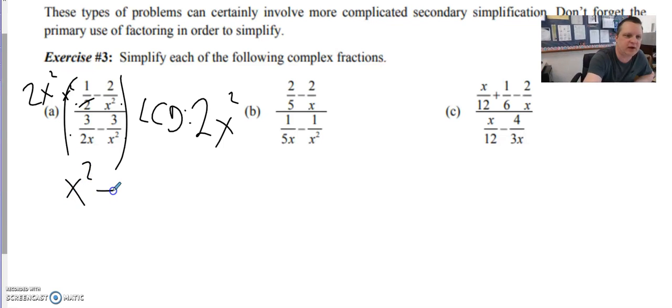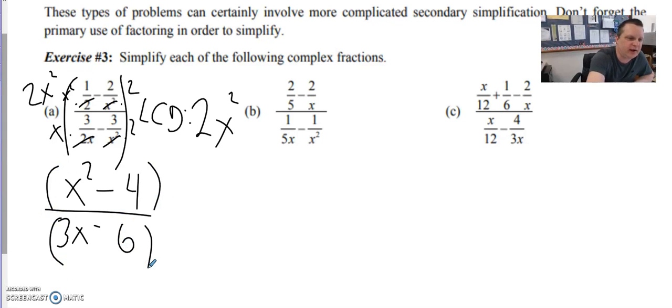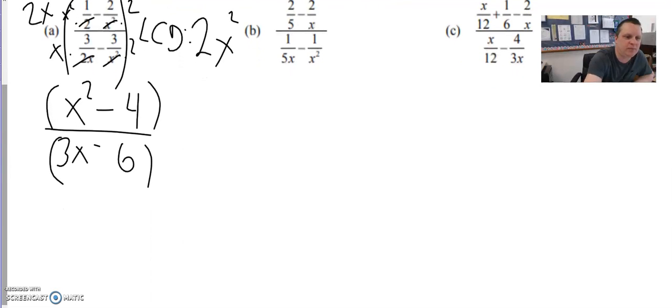Oh yeah, and watch out for the subtraction. X squared goes into the x squared, you're left with a 2. So 2 times 2 is 4. 2x cancels with the 2x squared, you're left with an x. 3x minus x squared cancels with the x squared, you're left with a 2. Minus 6. Parentheses, parentheses. Try to factor where applicable.